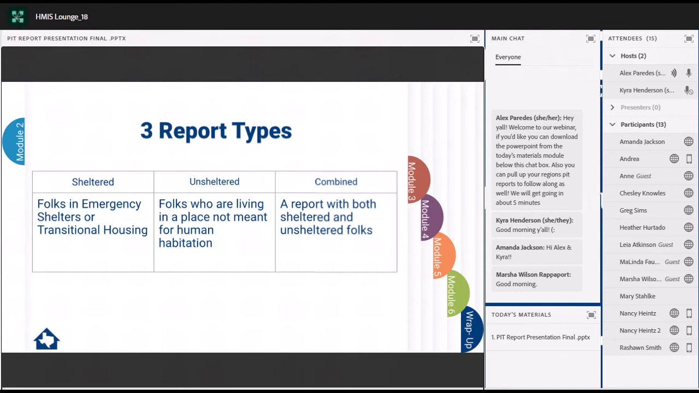So like I mentioned, this includes people living on the streets, living in a homeless encampment, living in an abandoned building, and other places not meant for human habitation. And then you have the combined report. The combined report contains the data for both sheltered and unsheltered folks in your region or geographic area. So if you want to find total demographic data for a particular population within your region, perhaps the total number of people of a particular gender, or of a particular race or ethnicity, the combined report is where you should start.